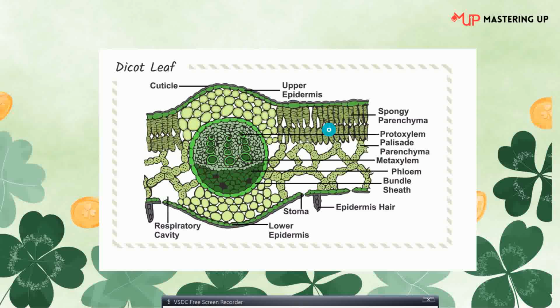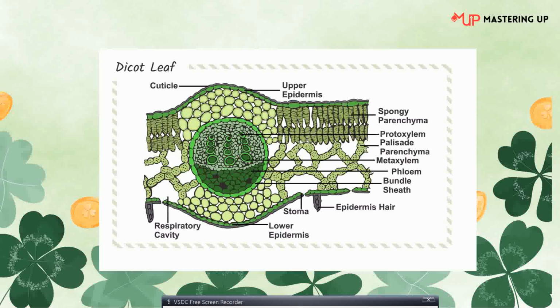Okay, these palisade mesophyll cells are arranged closely together, and the spongy mesophyll cells have air cavities in between them. We have vascular bundles present here, and each vascular bundle is again covered by bundle sheath cells. Now we have the epidermal hair and so on. In the dicot leaf, the number of stomata is more on the lower side compared to the upper side, and this dicot leaf is also known as a dorsiventral leaf.